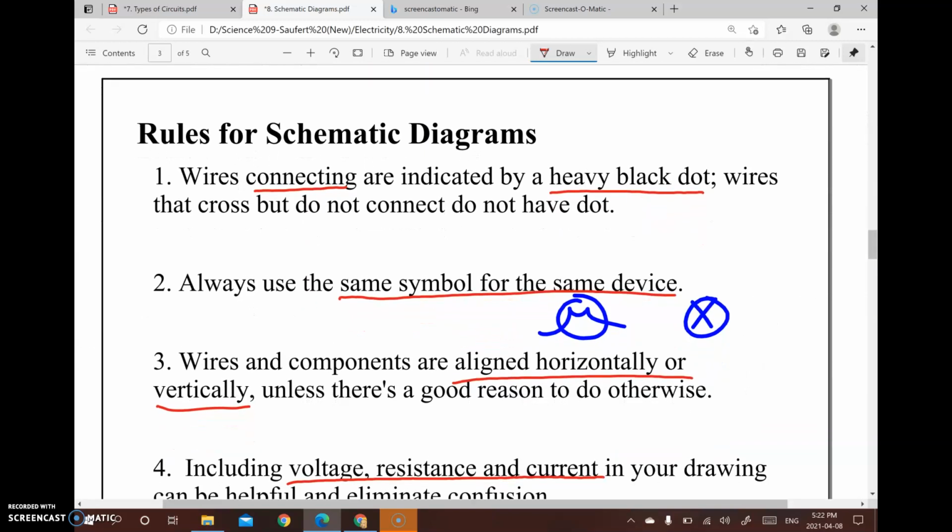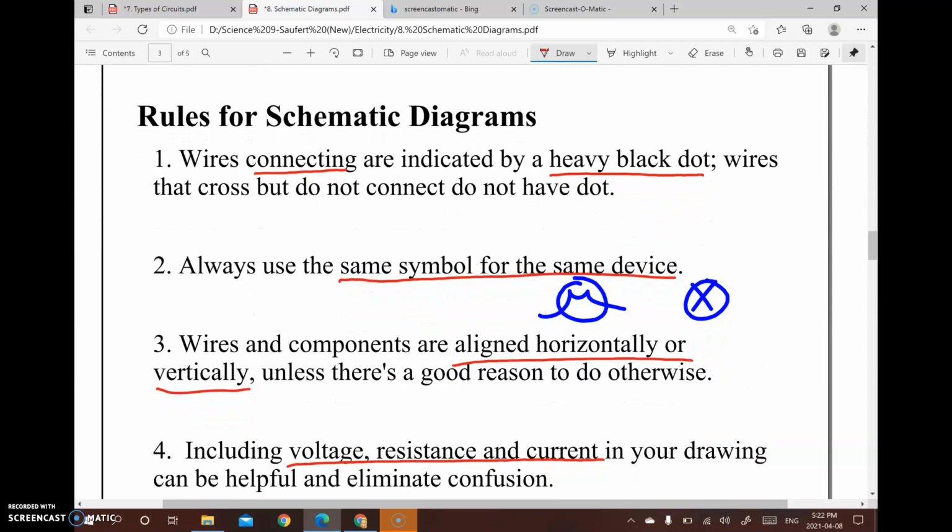Rules for schematic diagrams. Wires connecting are indicated by a heavy black dot. Wires that cross but do not connect do not have a dot. Always use the same symbol for the same device. So here are options for loads. If you wanted to represent a load, like a light bulb, you can use the following two symbols.